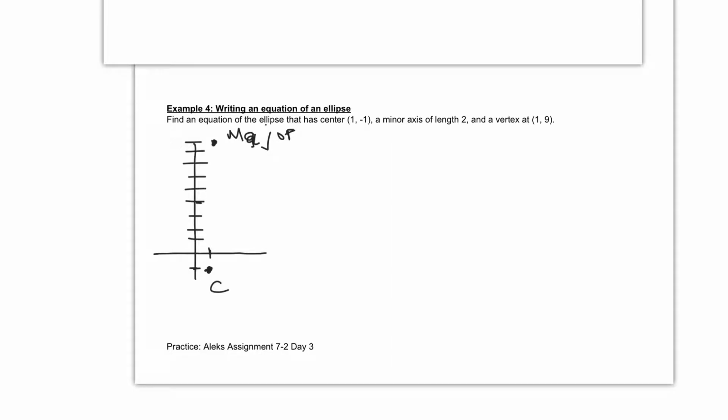So if I'm looking for my information, the first thing that I can notice is that I have my center at (1, -1). That gives me my h and my k value right away. So I know right away that h is equal to 1 and k is equal to -1. I can also take a look that I know my minor axis is a length of 2. The formula for the minor axis is 2 times b. So I know that 2 times b is equal to my length of 2.